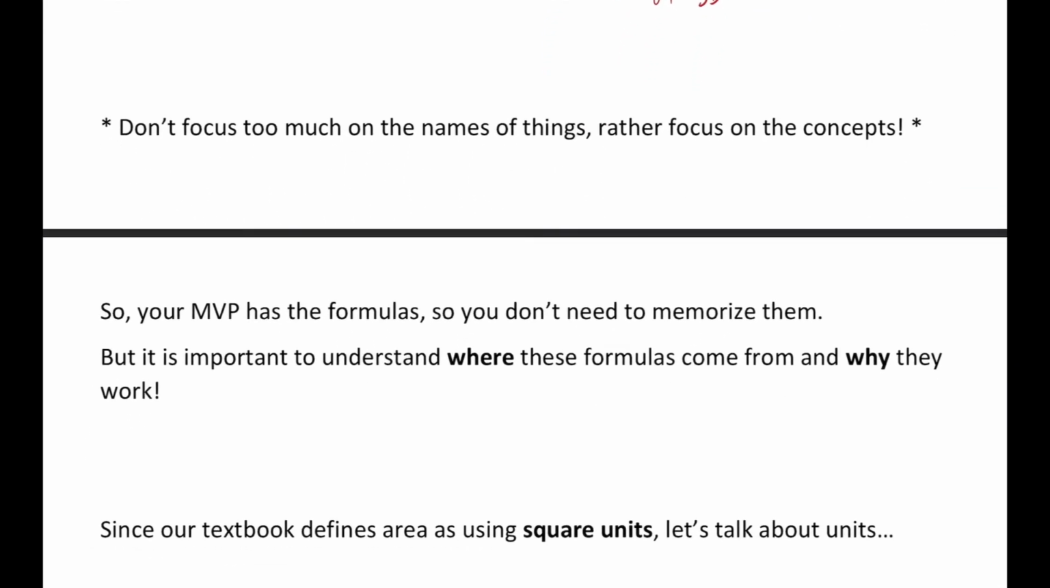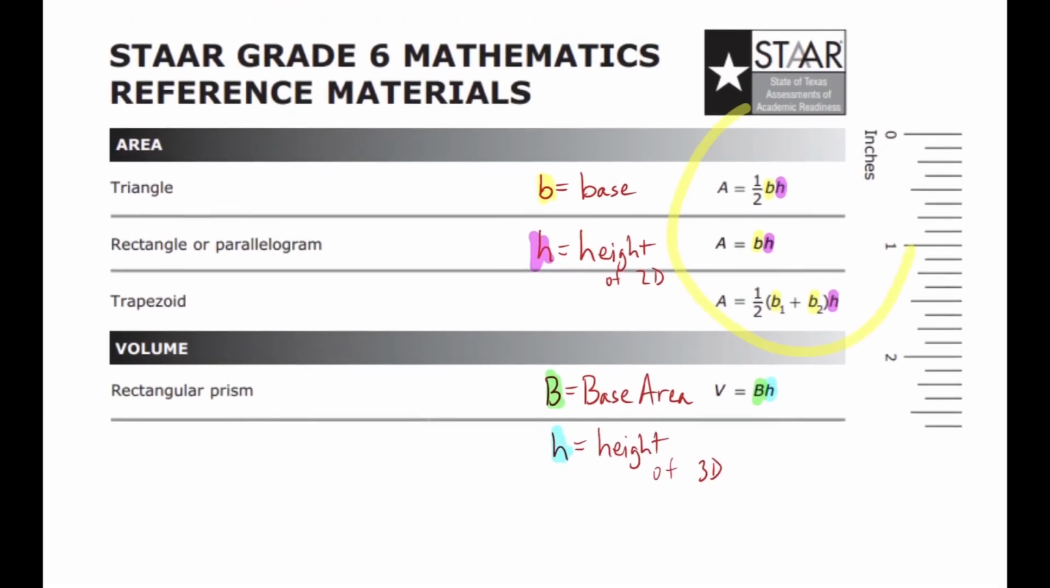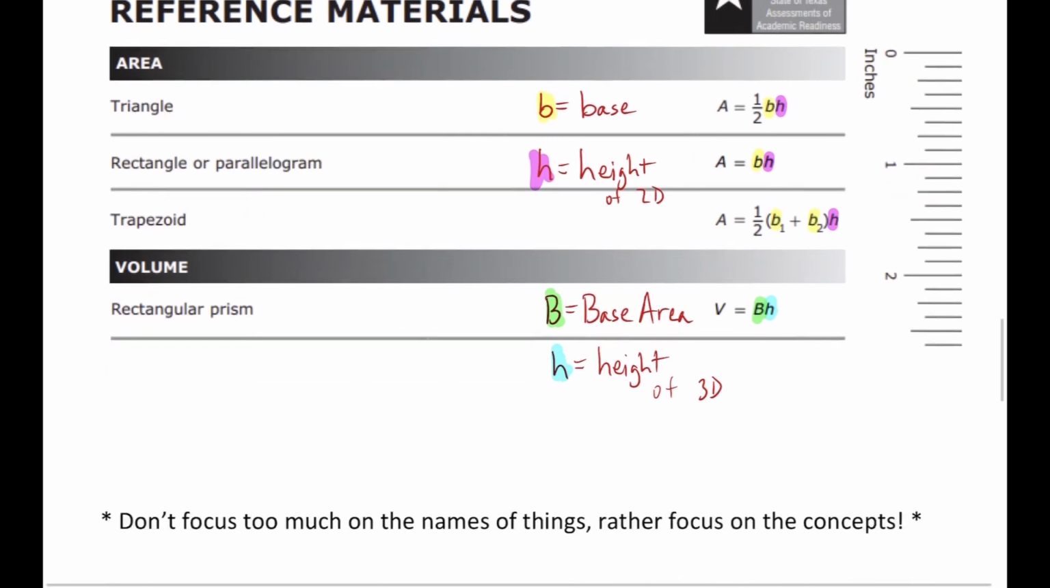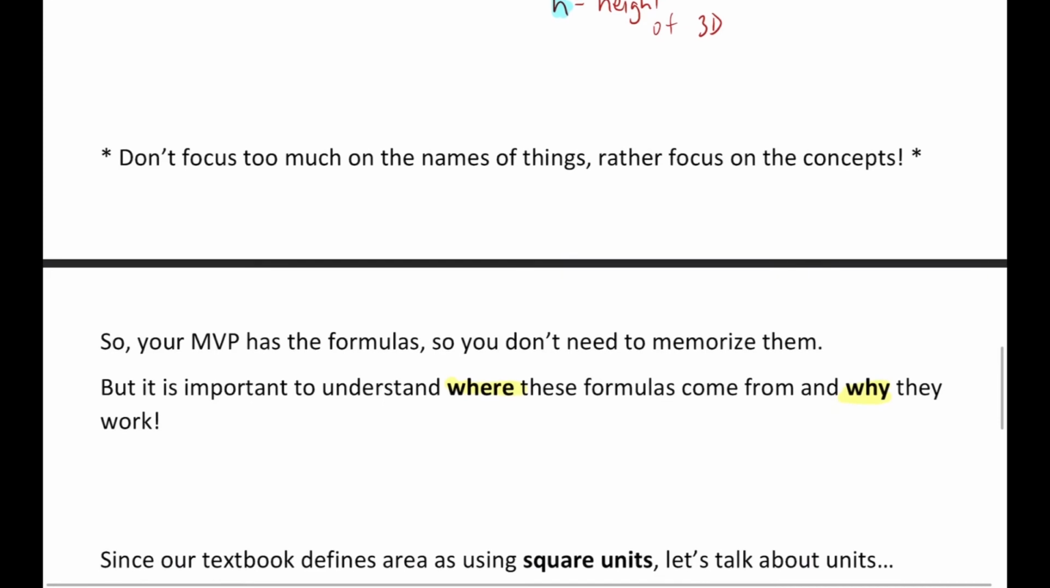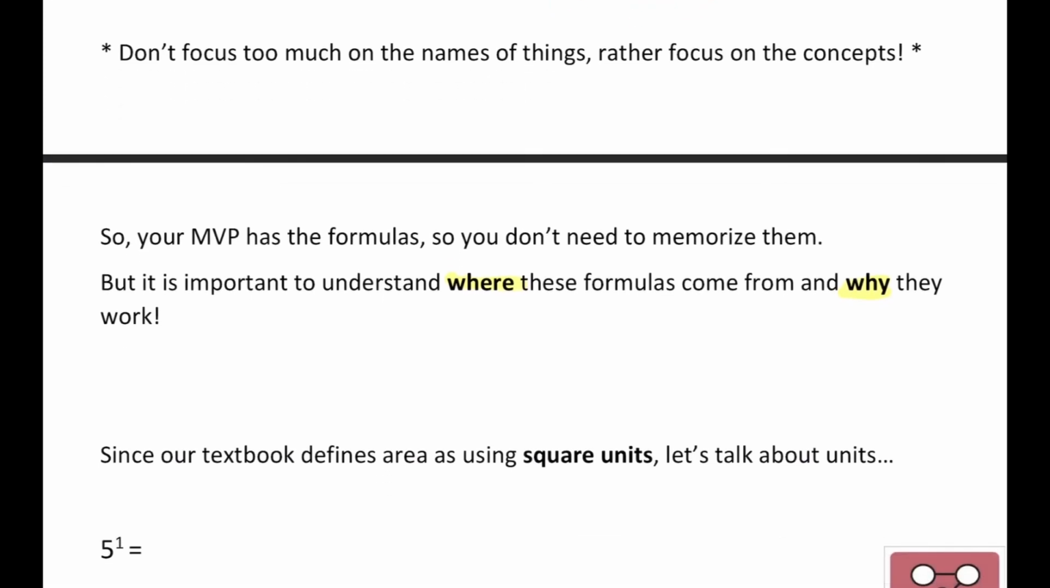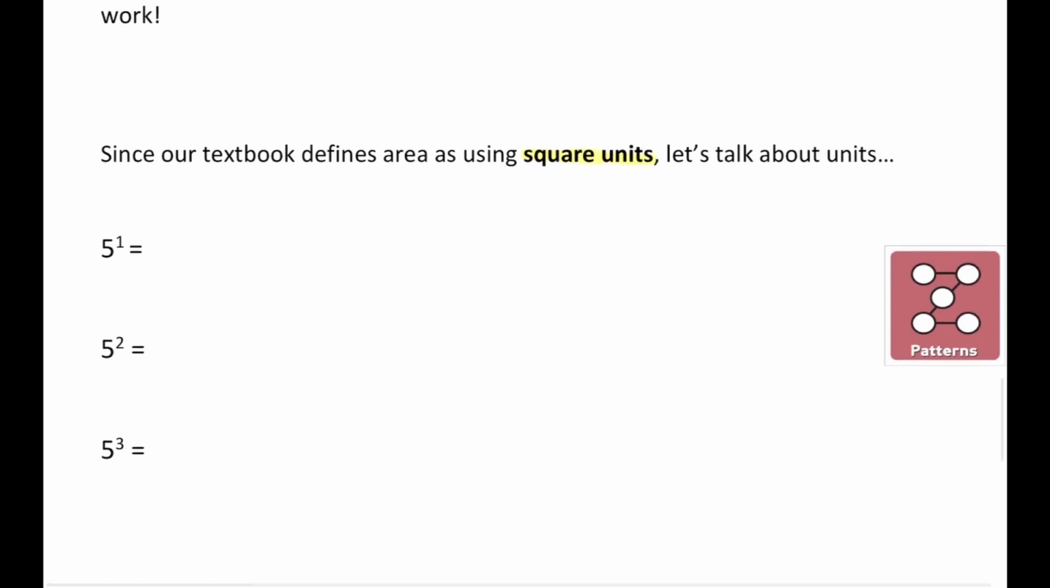All right. So your MVP has the formulas. You don't need to memorize them. But it is important to understand where these formulas come from, and why they work. We have our formulas, we see what they are, but where do they come from? Why is this the formula for a triangle? Why is this the formula for a trapezoid? How does it work? I want to really understand what's going on here. So that's what we're going to do. Now, our textbook defines area as using square units, so we do need to talk about units for just a moment.